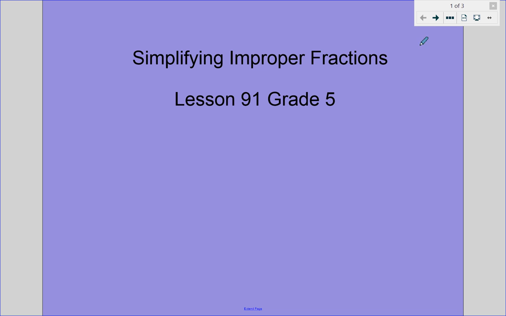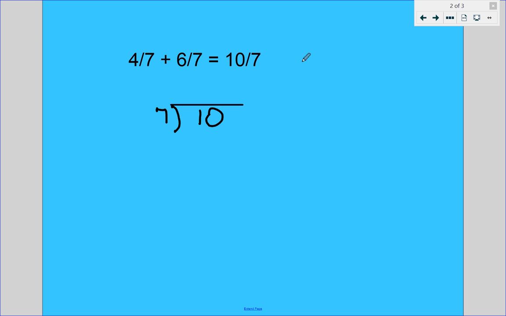If you remember in lesson 90, we talked about simplifying fractions that were proper, and we talked about using the greatest common factor. Well, similarly, we're going to do that for improper fractions. Remember, improper fractions are those where the numerator, the number on top, is bigger than the denominator, and so then we have to change it around. For example, if we had 4/7 plus 6/7 equal 10/7, and now we have to make it into a mixed number to make it a proper fraction.